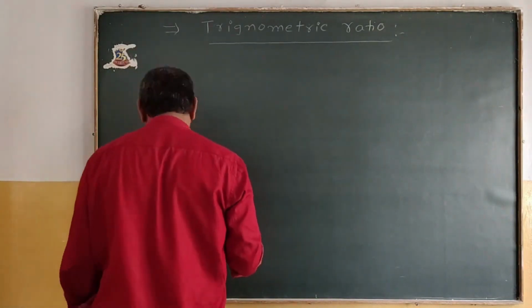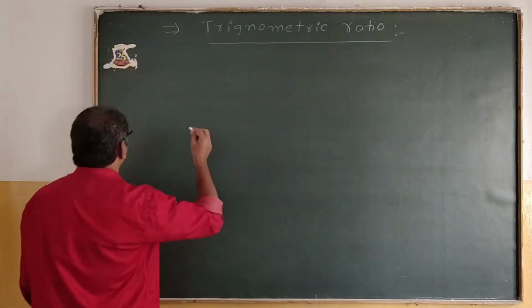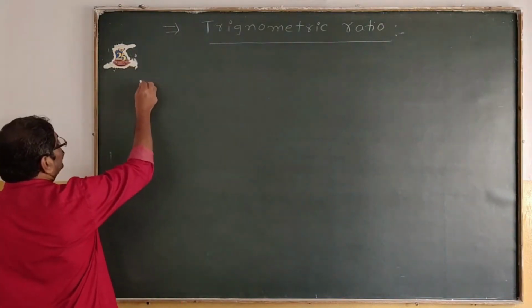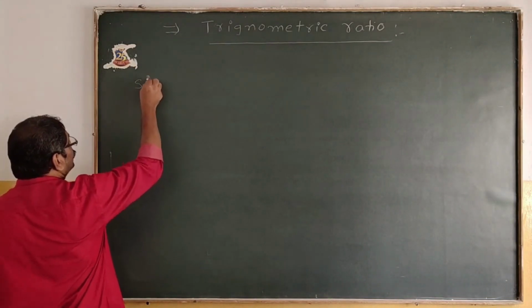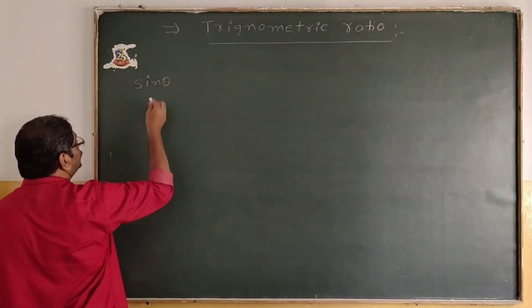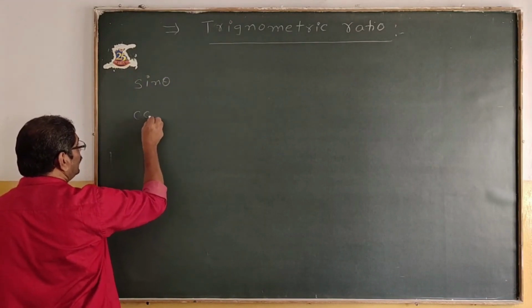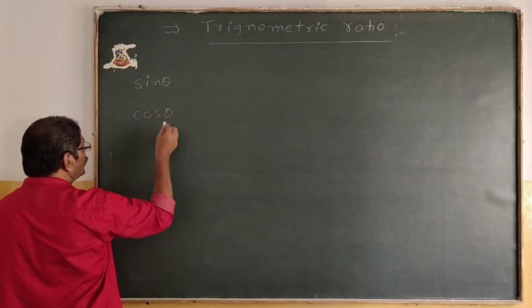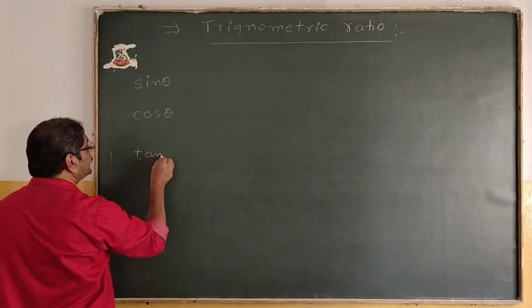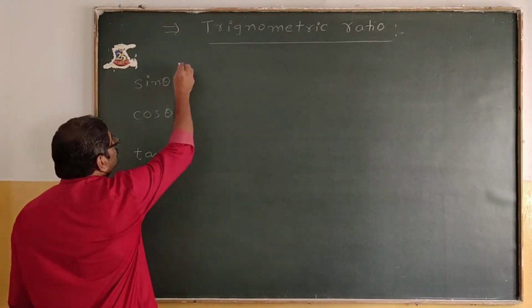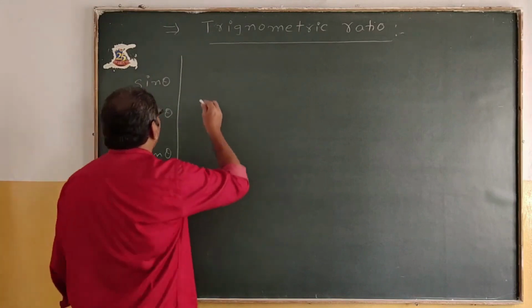What do I mean by that? If I make a tabular column, the first column is sin theta, the second is cos theta, and the third is tan theta. So what will I do?